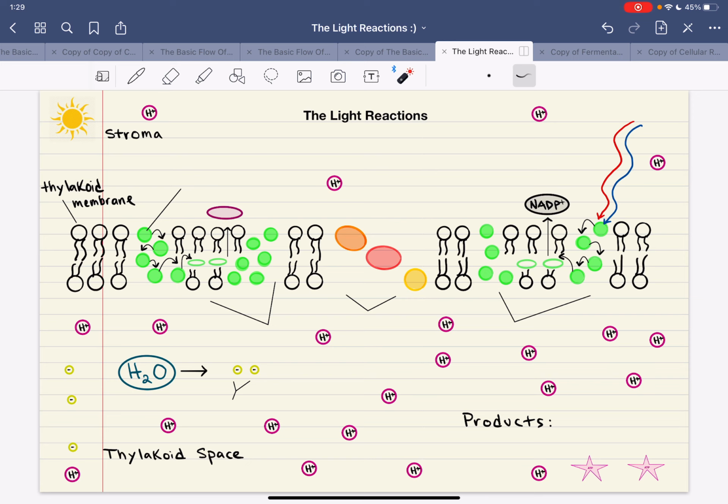Remember, I said that embedded within this thylakoid membrane are many molecules of chlorophyll, and their job is to absorb sunlight. So we're going to see that happen here in the first stage. So we're going to label a few more things here. First, we're going to label what these little green circles are. Now, each of these green circles represents a chlorophyll pigment molecule. We're just going to say chlorophyll.